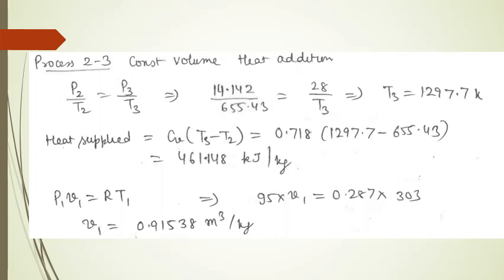Now for the constant volume heat addition process, that is indicated by the process 2 to 3, P2 upon T2 equals P3 upon T3. So with this we get the value of T3 equals 1297.7 Kelvin. Now heat supplied during the constant volume heat addition process is equal to Cv into dT, that is Cv into T3 minus T2, and that comes out to be 461.148 kilojoule per kg. Now with the help of the state equation, that is P1 V1 is equal to RT1, the value of V1 comes out to be 0.91538 meter cube per kg. Here you have put pressure in kilopascal.